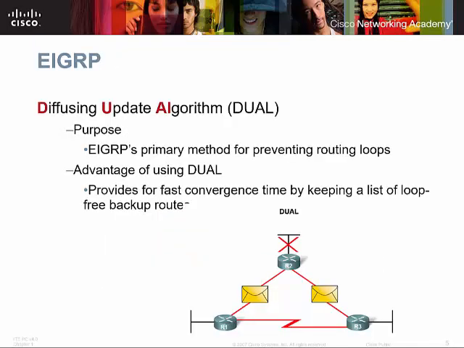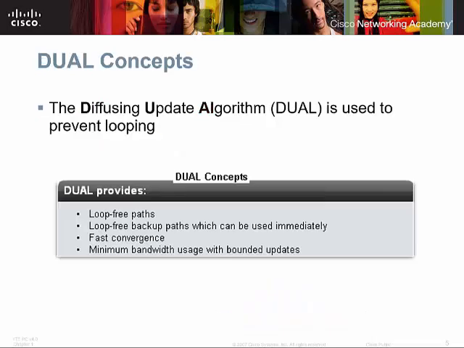The algorithm for EIGRP is a Cisco proprietary algorithm called DUAL, or diffusing update algorithm. And by definition, this makes it a distance vector protocol. The idea behind it is that it's going to be loop-free, which means we won't have routing loops, and can form much faster convergence than RIP can.